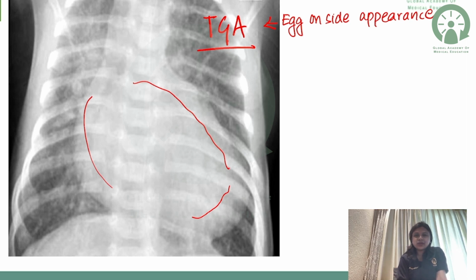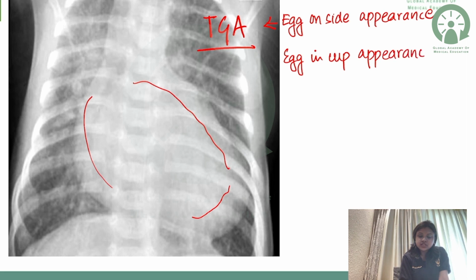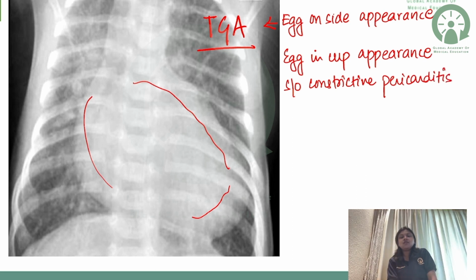Another very similar radiology question: egg in cup appearance in chest X-ray is suggestive of constrictive pericarditis. So we already read in JVP about the Kussmaul sign that we are going to get in constrictive pericarditis. Now we also read one radiological feature associated with constrictive pericarditis, that is egg in cup appearance.